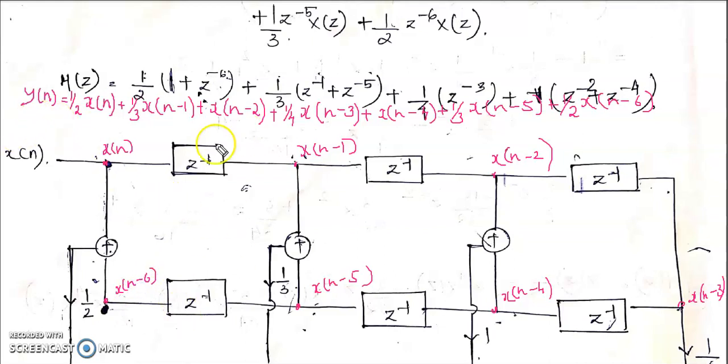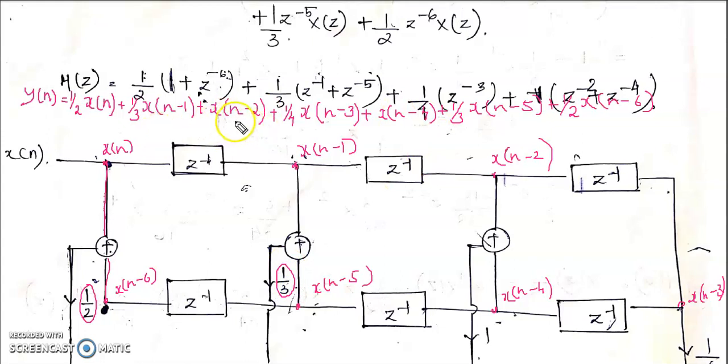When we check the expression, it is clear that the filter coefficients of x of n minus 6 and x of n are the same. So we can combine those terms, x of n and x of n minus 6, and multiply by the common filter coefficient 1 by 2. Then we can combine the terms x of n minus 1 and x of n minus 5, because the filter coefficient is 1 by 3 there. So we sum up the terms and multiply by 1 by 3.